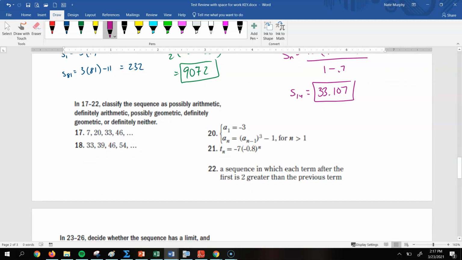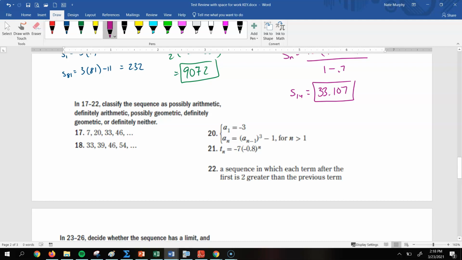All right, let's look at numbers 17 through 22 here. For these, we're just going to classify them as arithmetic, geometric, possibly those two items, or definitely those two items, or neither. Now, I'm really not too concerned about possibly or definitely arithmetic. The only reason why they say possibly is because we don't see the entire thing. So we'll just ignore the fact that it's possibly or definitely and just look to see are they arithmetic, geometric, or neither.